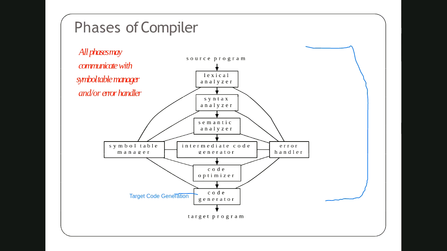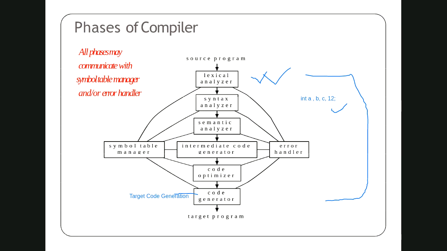Lexical analyzer is basically checking the correctness of each word being used, right? Suppose I have written int a, comma b, comma c, and then I gave the name 12. This is a declaration for integers a, b, c, and here I have mentioned 12. So what is that 12? Is it a proper variable name?